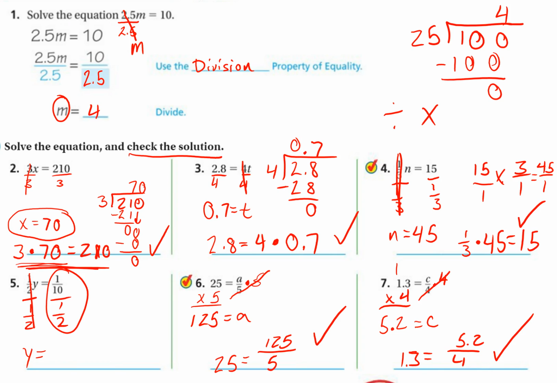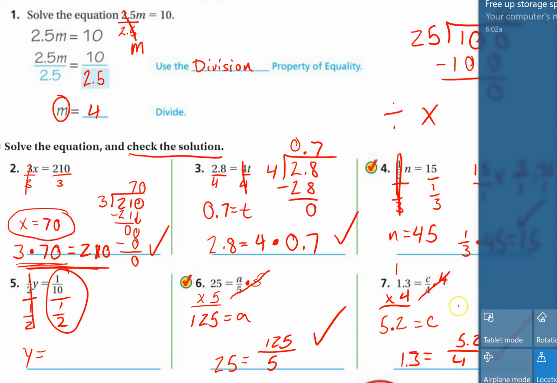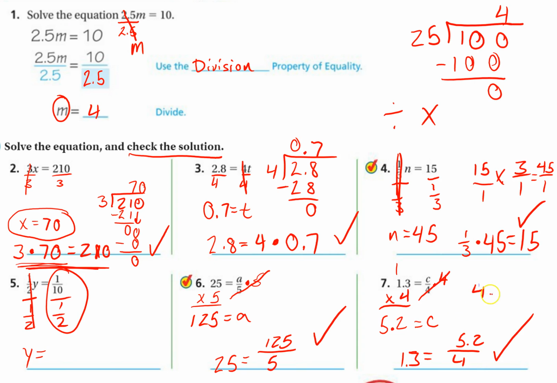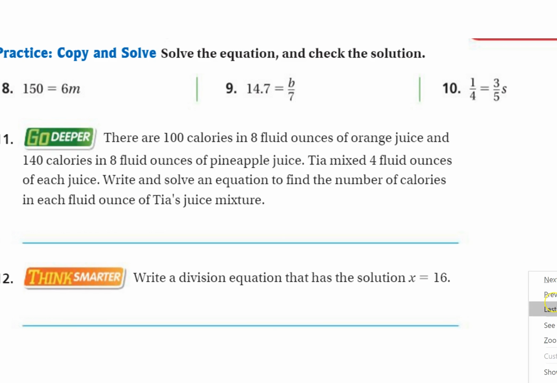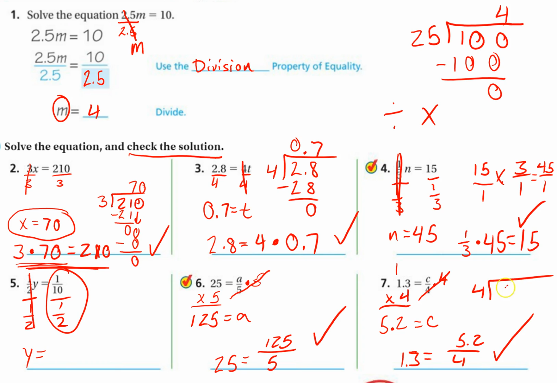Okay. And I can show you that as well. Let me just show you that real quick. 4 into 5.2. Bring my decimal straight up. 4 goes into 5 one time. Subtract gives me 1. Bring down the 2. 4 goes into 12 3 times. 12 subtract gives me 0. So yes, I get back to 1.3, which is where I needed to get back to.